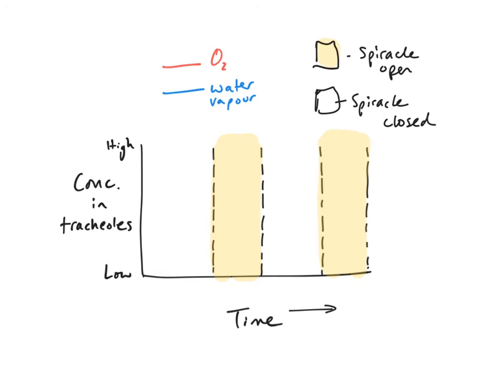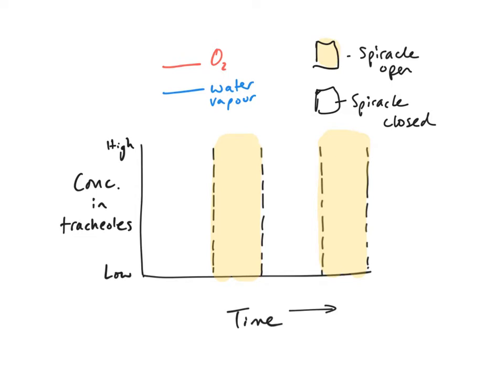So here I've got time on the bottom, so I'm going to monitor insects over time, and then I've got concentration in tracheoles, low and high. Red's going to be oxygen. So let's put a line on for oxygen. The yellow bits are when the spiracles are open, and the white bits are when spiracles are closed. So when spiracles are closed, it can't get oxygen.